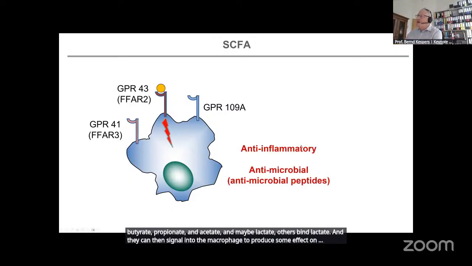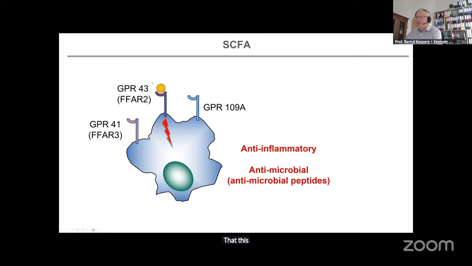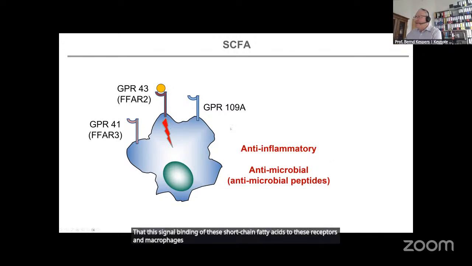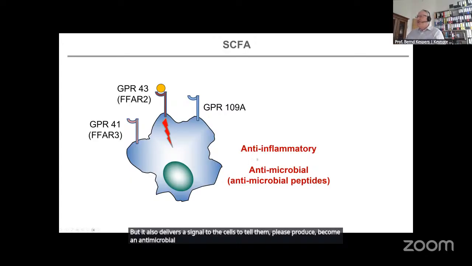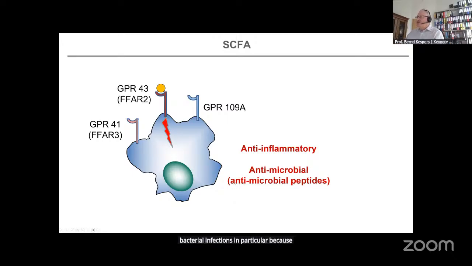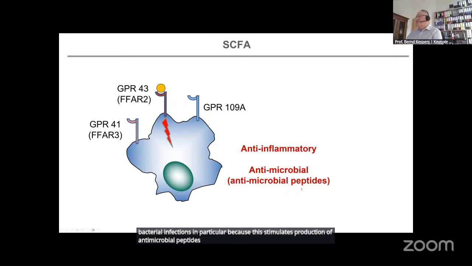And what has been shown in mice is that the binding of these short chain fatty acids to these receptors on macrophages delivers an anti-inflammatory signal. But it also delivers a signal to the cells to tell them, please become an antimicrobial macrophage. So they limit inflammation, but at the same time, they are able to combat bacterial infections in particular, because this stimulates production of antimicrobial peptides, collectively called antimicrobial peptides. Some of them are defensins and the like.